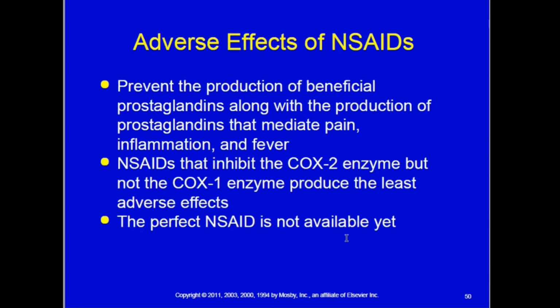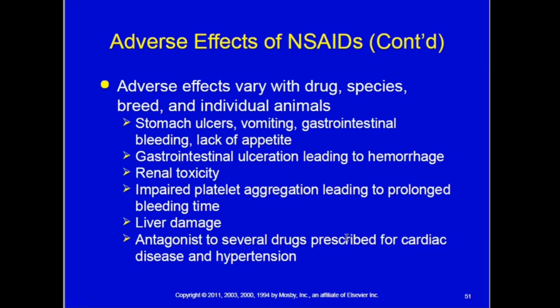Adverse effects of NSAIDs. They prevent the production of beneficial prostaglandins along with the production of prostaglandins that mediate pain, inflammation and fever. NSAIDs that inhibit the COX-2 enzyme but not the COX-1 enzyme produce the least adverse effects. The perfect NSAID is not available yet. So for the safe side, we are basically using paracetamol. We are avoiding diclofenac, ketorolac and all. Adverse effects may vary with the drug, species, breed and individual.